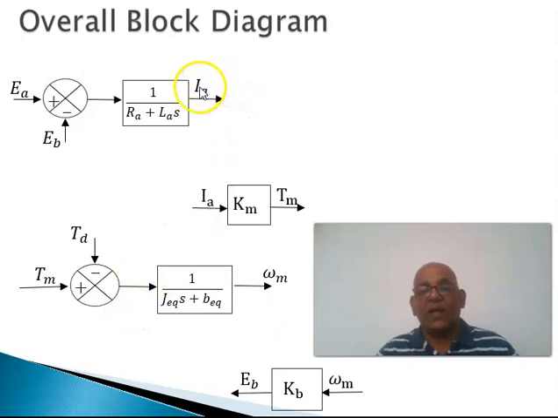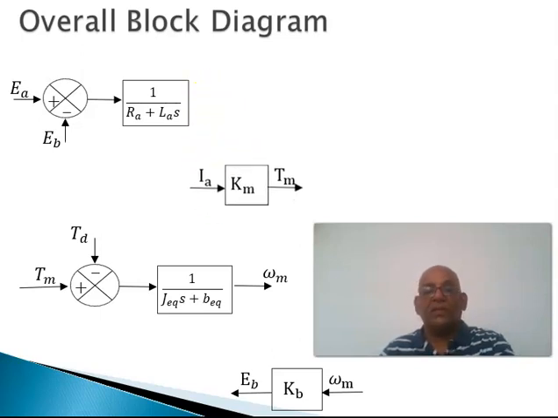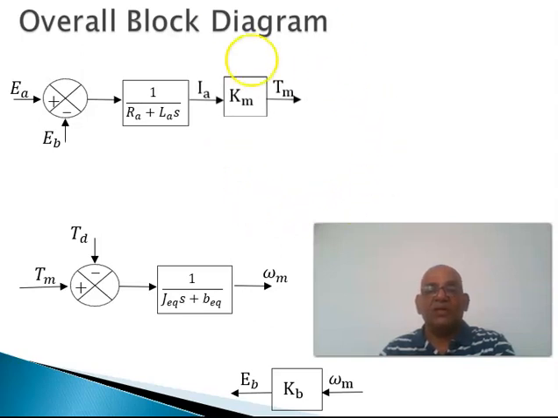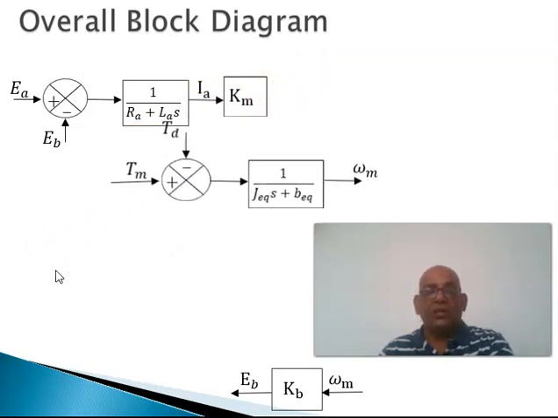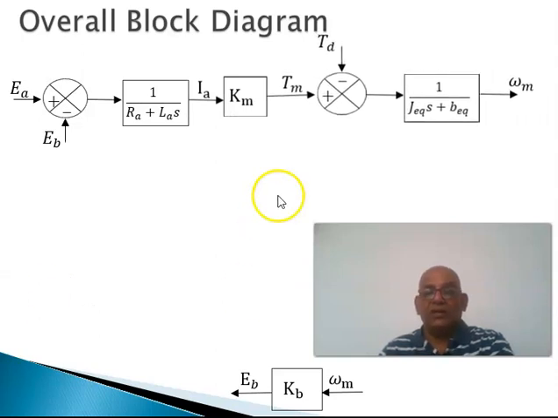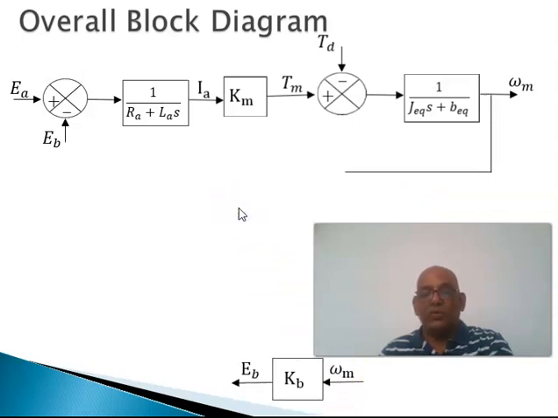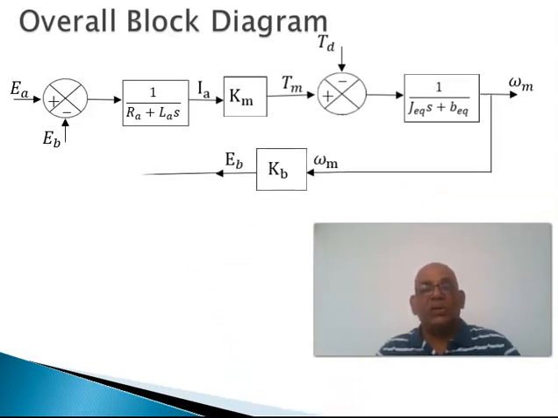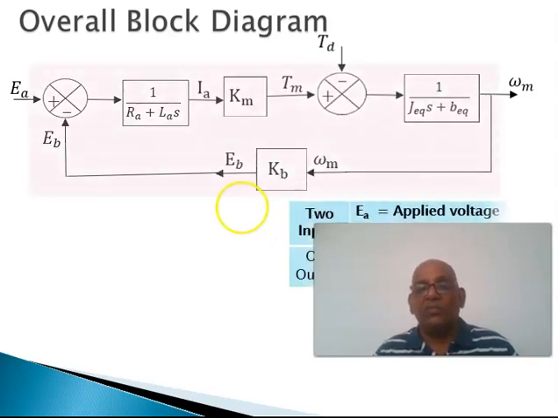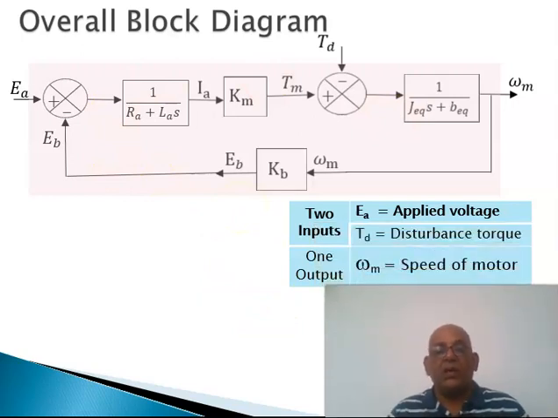You can see that IA appears here and appears here. So we can join this line and this line. Let us do that. Then you can see that you have motor torque Tm appearing here and motor torque Tm appearing there. So you can join them. Then you see omega m appearing here and omega m appearing there. You can join the two. This gives the overall block diagram of the armature controlled DC motor.